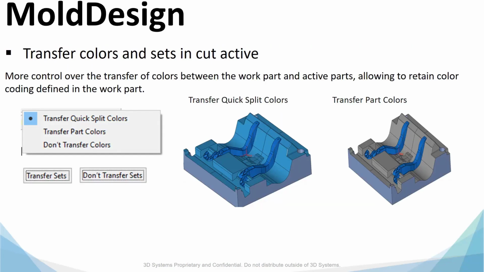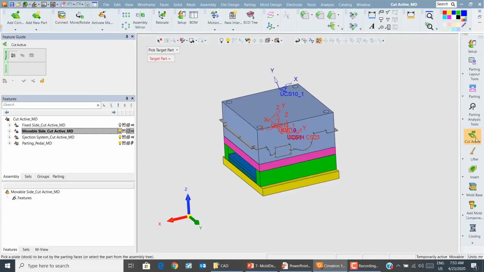Transfer color and sets in CAD Active. In Cimatron 15 we have more control over the transfer of colors between the work part and active parts, allowing to retain color coding defined in the work part. So we have a drop down. I can transfer quick split colors, transfer part color, or do not transfer colors at all. So this will be the result when I transfer quick split colors, and this would be the result when I transfer the part color. Okay, go to CAD Active.